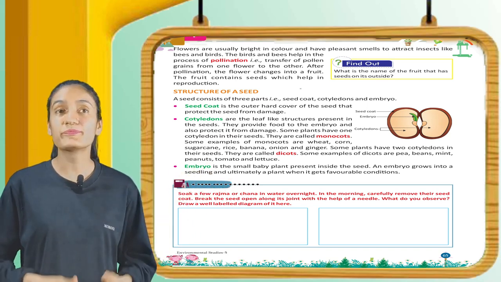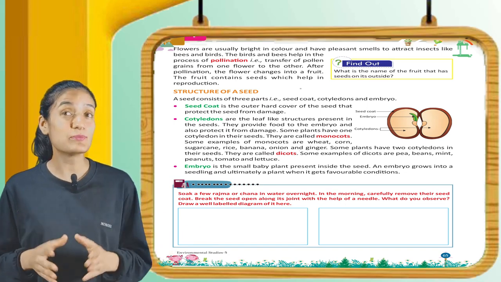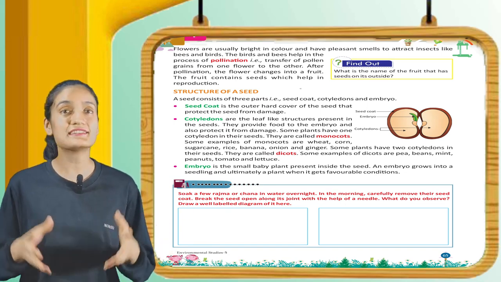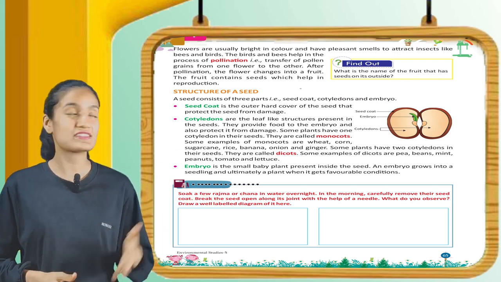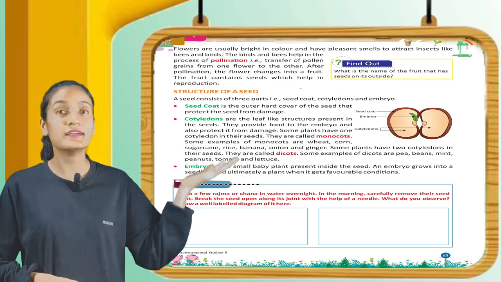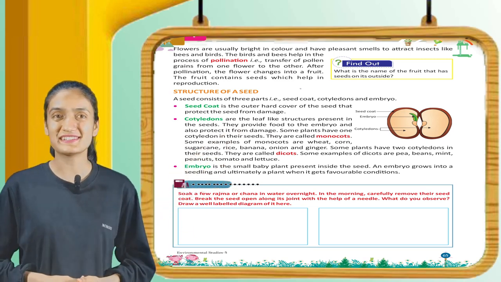Now, embryo. Embryo is the small baby plant present inside the seed. An embryo grows into a seedling and ultimately a plant when it gets favorable conditions. Here you can see in the picture, seed coat, cotyledons and embryo is mentioned.